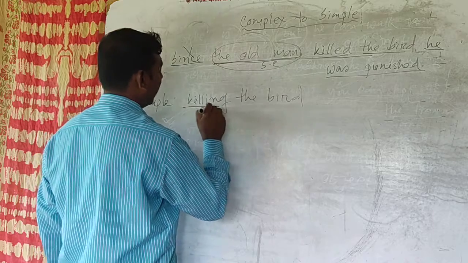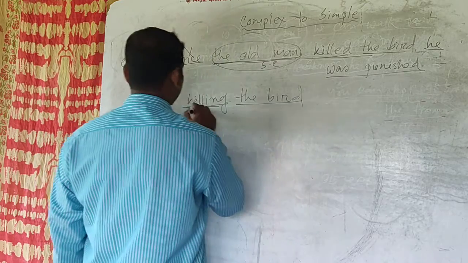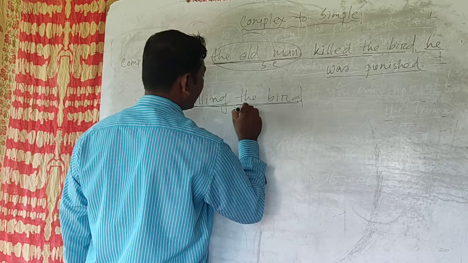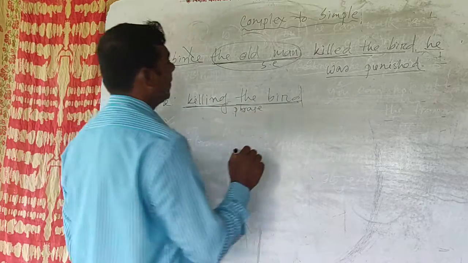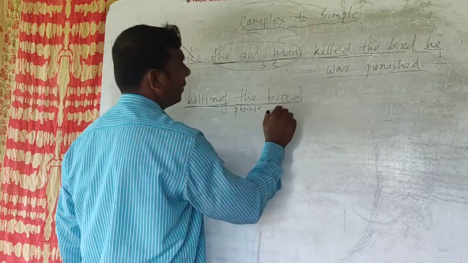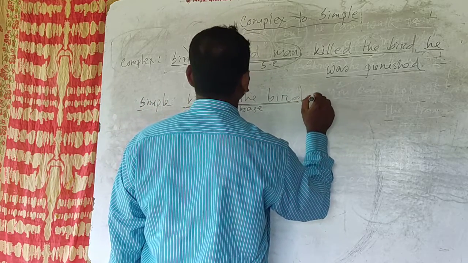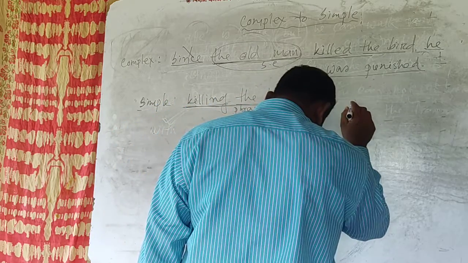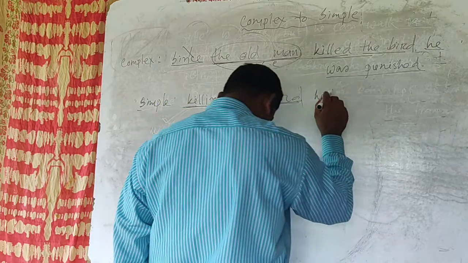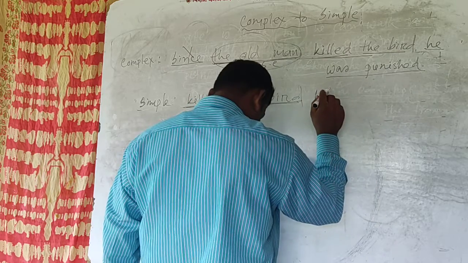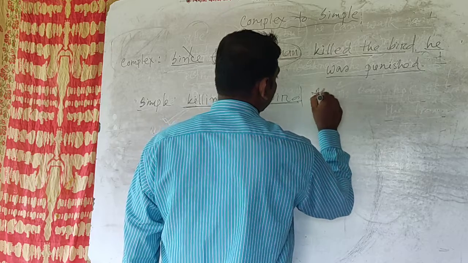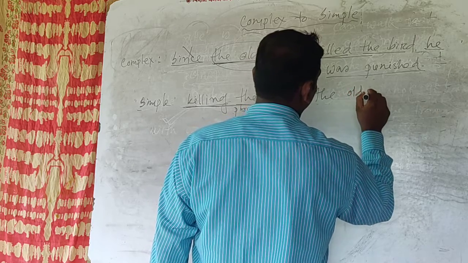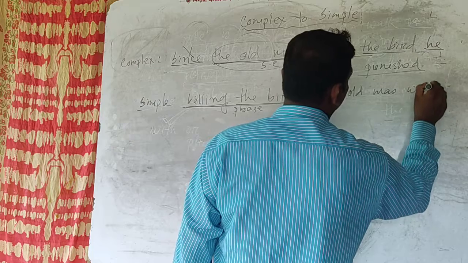Dear student, here killing the bird. Killing is a present participle. Killing the bird is a phrase. Killing the bird, he was punished. What? The old man was punished. The old man was punished.